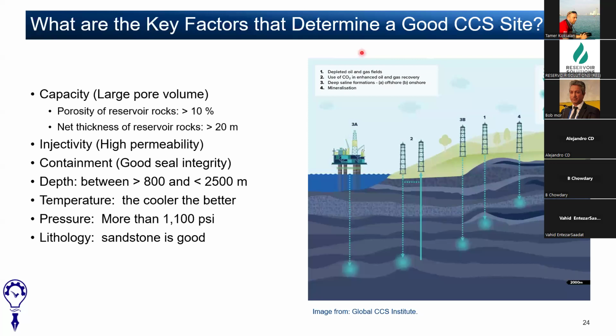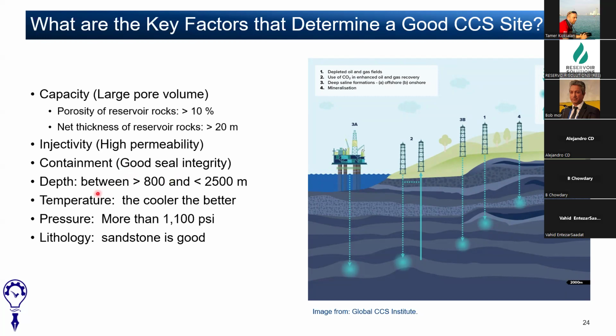Net thickness of greater than 2. The second element is injectivity. Higher permeability means higher injectivity, so higher injectivity is better. Containment: we need to have very good seal integrity, so this is very important as well.